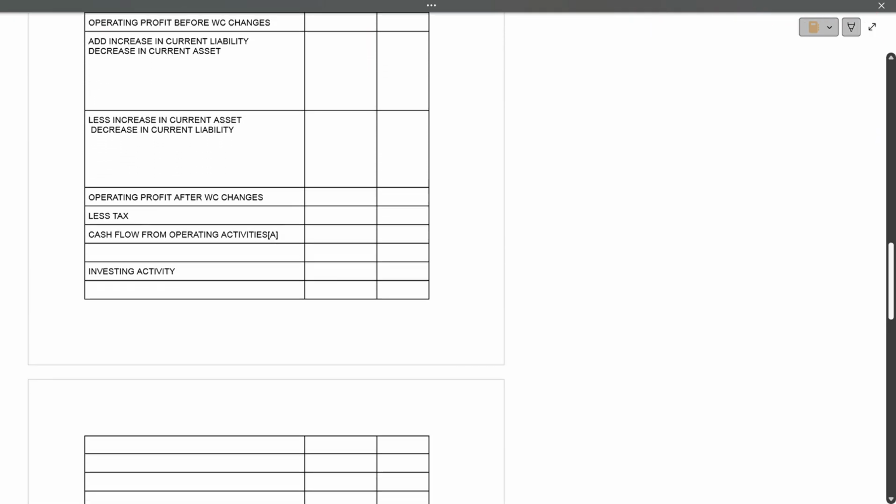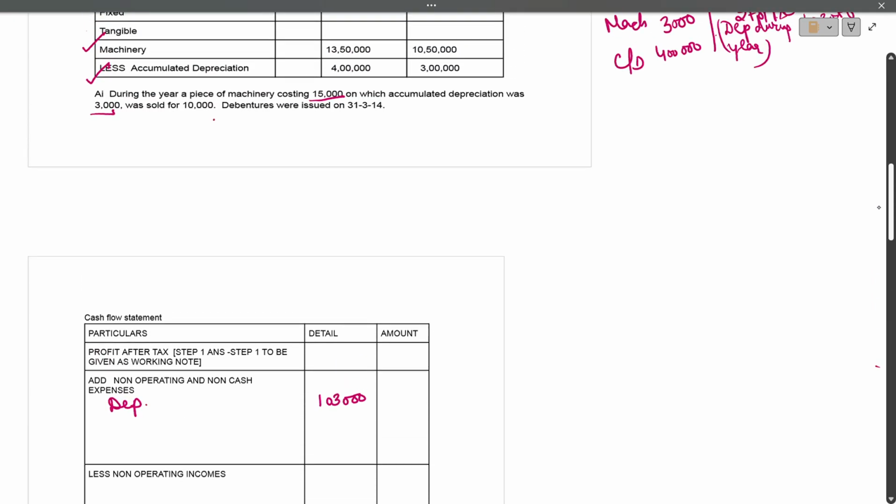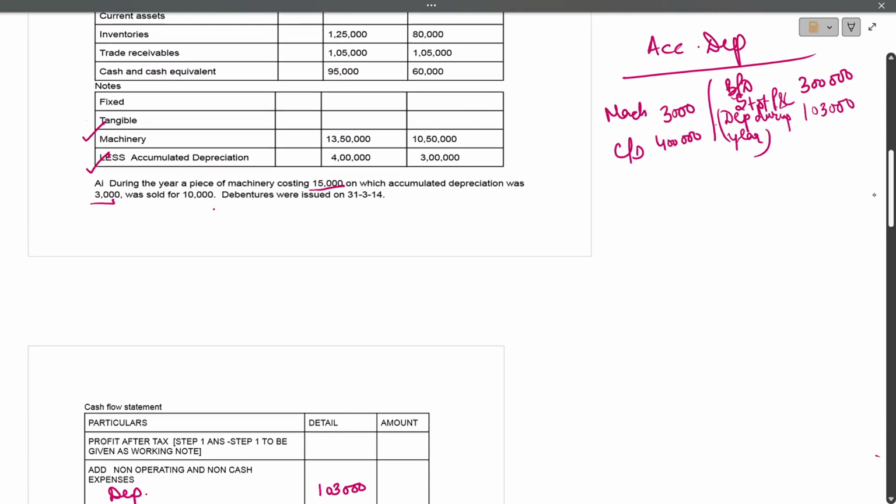I come to my investing heading. Sale of machine, I get 10,000. Purchase of machine is 3,15,000, but I write that in bracket, that is negative for me. So with that, the information of machinery is shown carefully by us at all possible places.